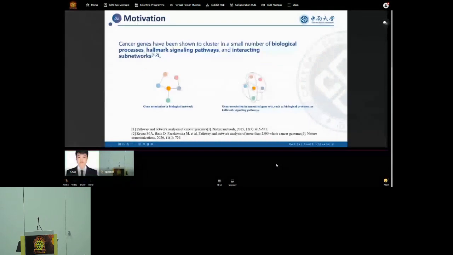Cancer genes have been shown to cluster in a small number of biological processes, hallmark signaling pathways, and interacting subnetworks. But current research on cancer gene prediction methods focuses on the binary association of cancer genes in biological networks, while ignoring the functional association of cancer genes in annotated gene sets, such as biological processes and signaling pathways. The annotated gene sets encode a group of genes with functional association.